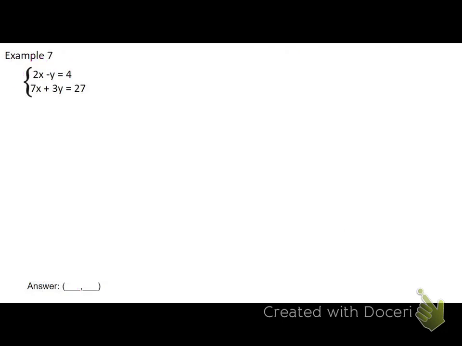Okay, let's take a look at our last example problem here. So looking at this last example problem, my like terms are lined up, meaning I have my x's in a line and I have my y's in a line. I'm going to have to determine which variable I want to eliminate. In this case, and again, it does not matter which one you choose to eliminate, it just depends on what work you want to do.